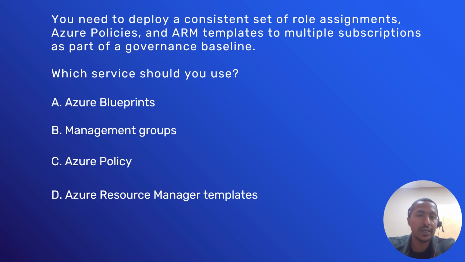Option C, Azure Policy. Azure Policy is great for enforcing rules like requiring tags or blocking certain SKU use, but it doesn't handle role assignments or ARM templates. So it's one piece of the puzzle, but not enough to deliver a full governance package. Option D, Azure Resource Manager ARM templates. ARM templates are used to deploy infrastructure like VMs, storage accounts, or networks, but they don't include policies or role assignments as part of a governance baseline across subscriptions. They are powerful for infrastructure as code, but not for policy-driven governance.